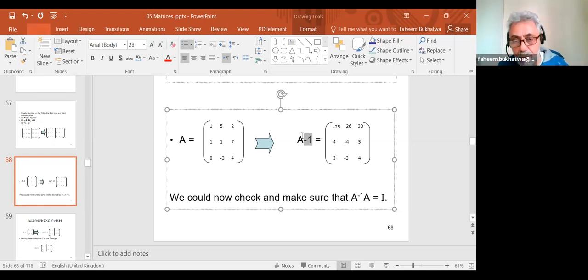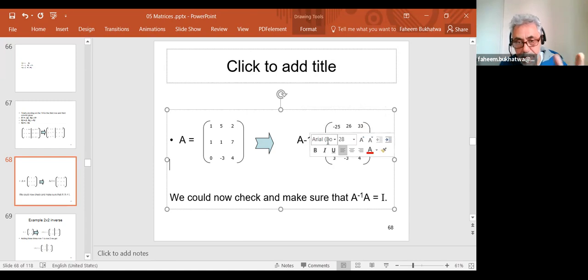Doesn't matter. This is a to the power of -1, not 4, sorry. This is the inverse. That's how the inverse is written.